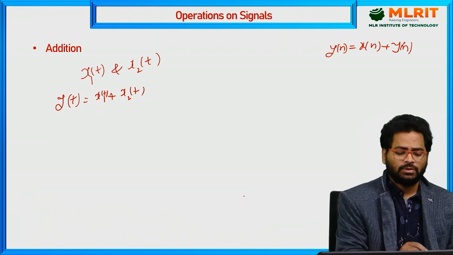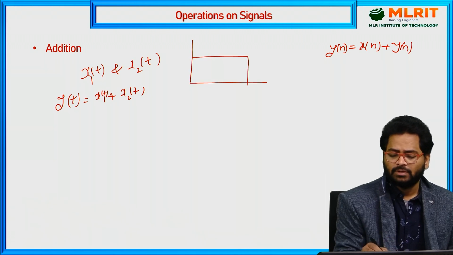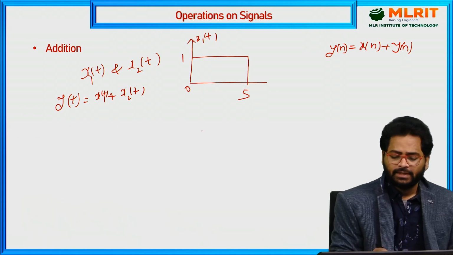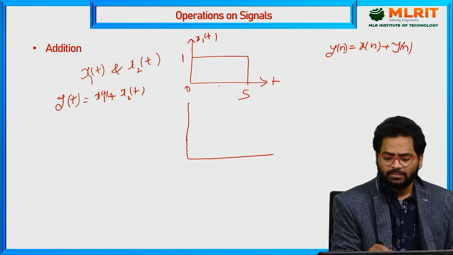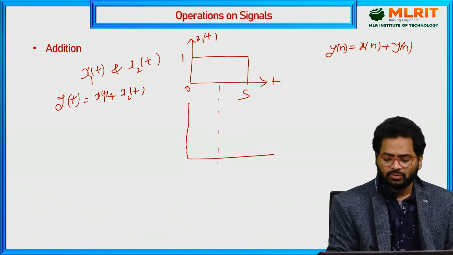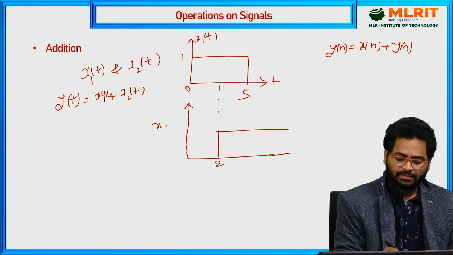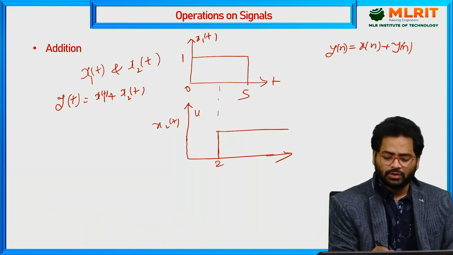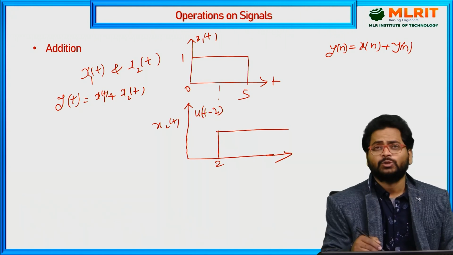Let us take the same kind of signals. One is a rectangular function from 0 to 5. The amplitude is 1. This is x1 of t. Next, another signal I am taking, exactly in between, let us take it as 2. This is another signal, x2 of t, which is u of t minus 2. So we will check this signal later, but take these as the two signals.